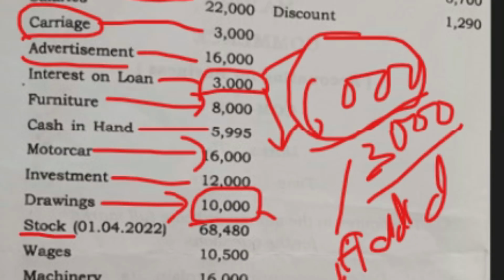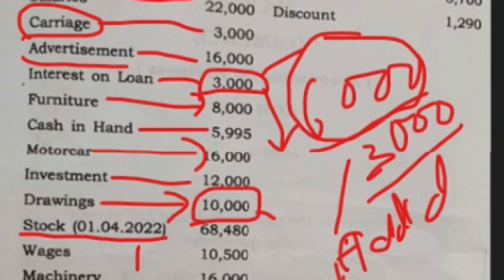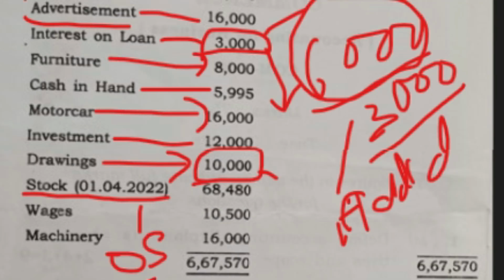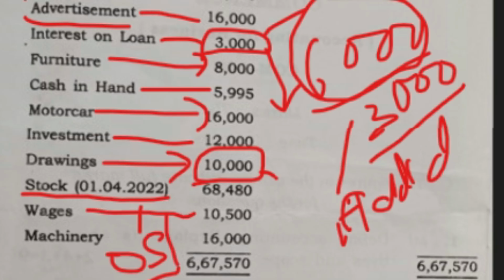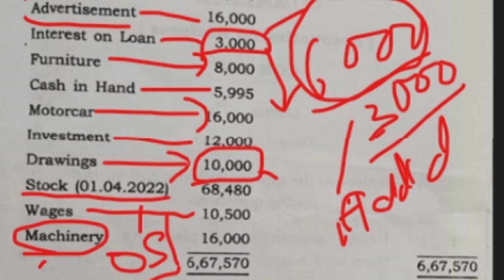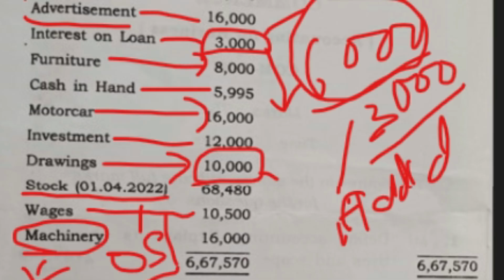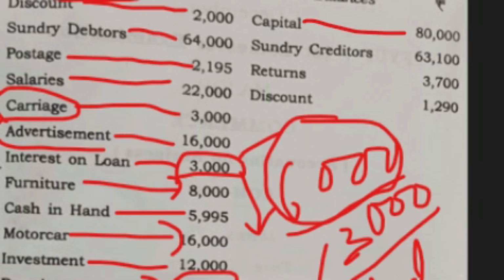And stock, the date is given as 1st April 2022. It represents opening stock, so we write it on the debit side of the trading account. The first item normally we write on the debit side. And wages is a direct expense, 10,000, debited to trading account. And machinery is a non-current asset, on the asset side of the balance sheet. And this is the capital.